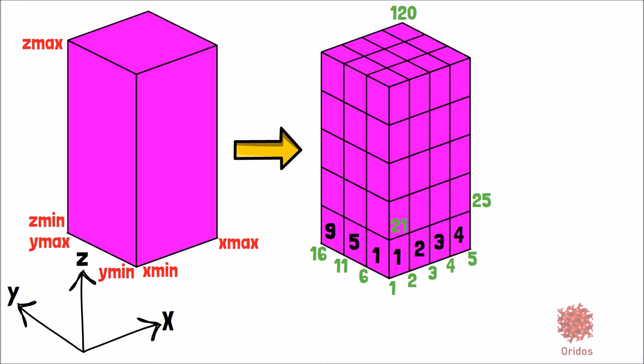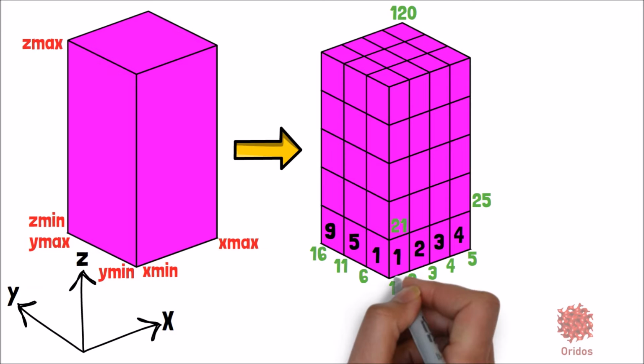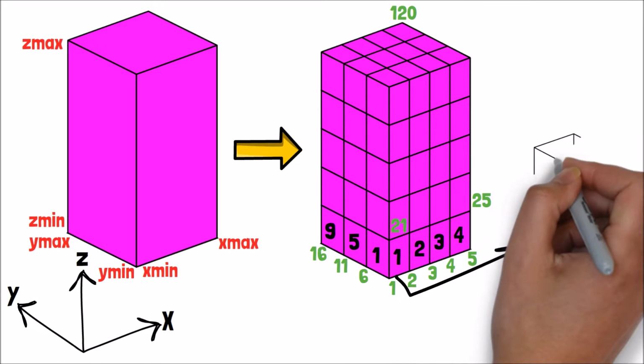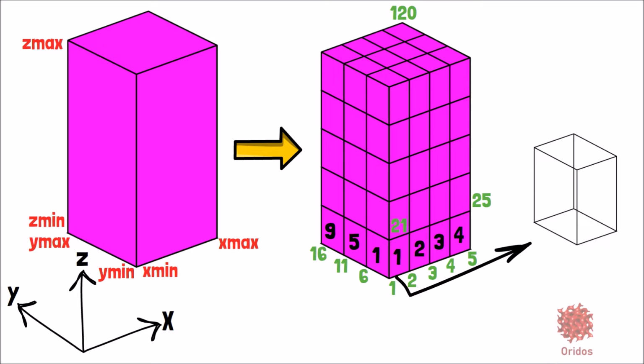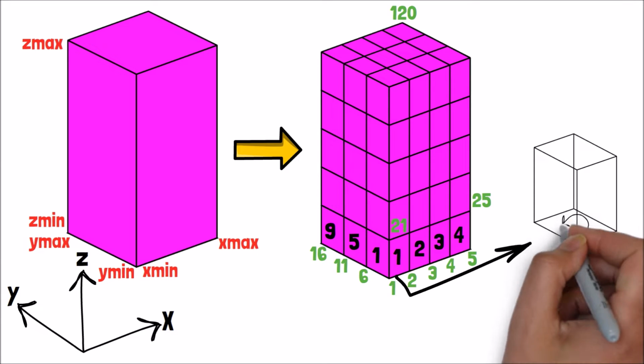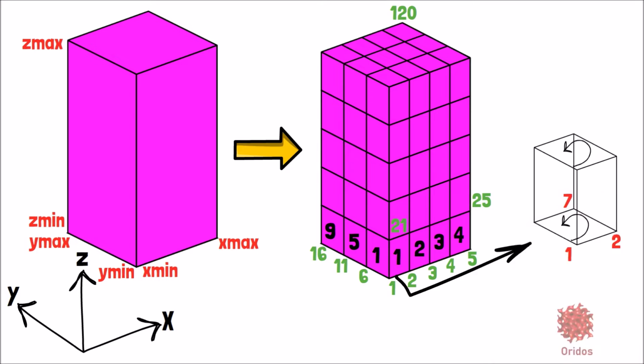zmin to zmax. Again, to generate the connectivity matrix, we need to know each element talks to which nodes. Therefore, as a rule, and similar to 2D mesh, I will use the counterclockwise rule. For example, for element number 1, the connectivity will be 1, 2, 7, 6, 21, 22, 27, 26. For element number 2, it would be 2, 3, 8, 7, 22, 23, 28, 27, and so on. That's all we need for the implementation.